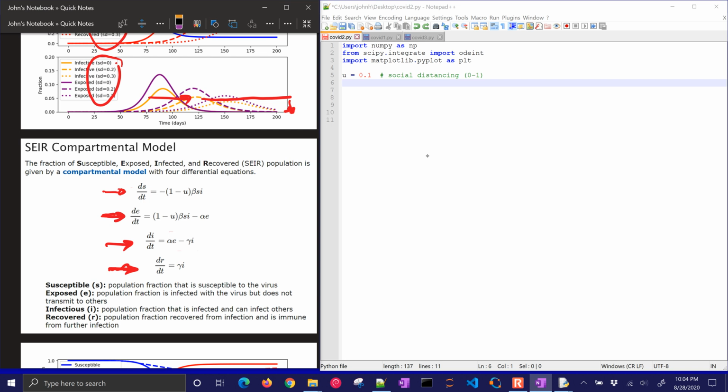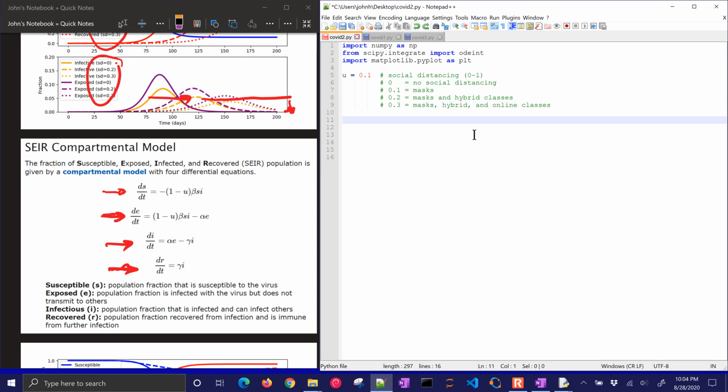Okay, so this is a differential equation. There are rates on the right-hand side, and then the differential term is on the left-hand side. But the main driver here is the social distancing parameter between 0 and 1. All right, so no social distancing. I'm just going to make up some numbers here, 0.1 for masks. And, you know, studying a campus like Brigham Young University, maybe masks and hybrid classes for 0.2. Masks, hybrid classes with some online classes might be 0.3.